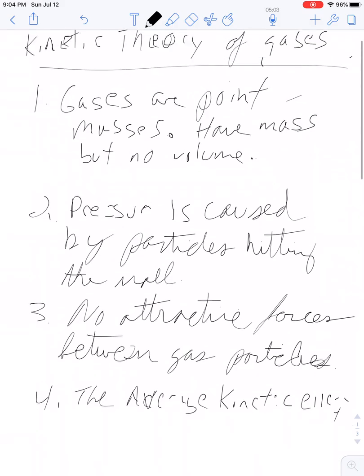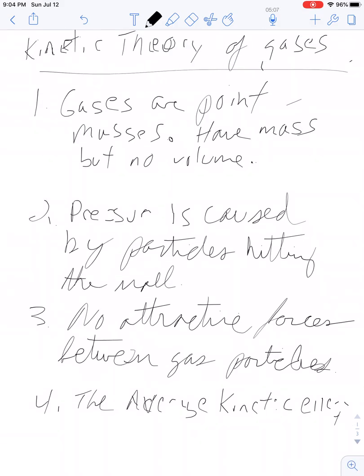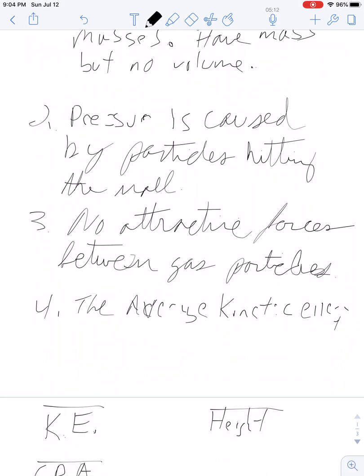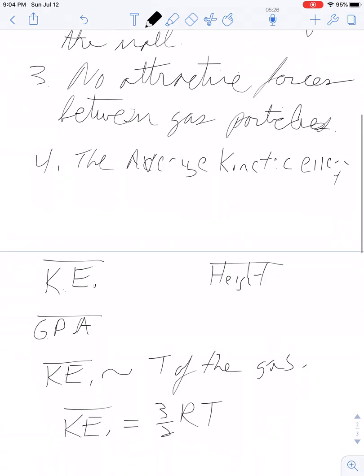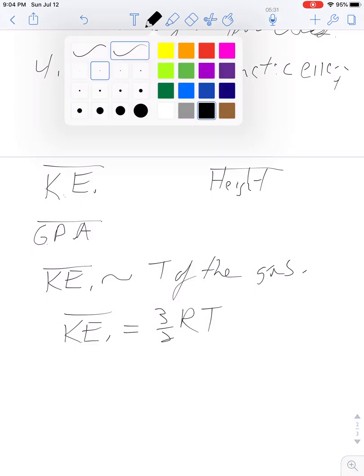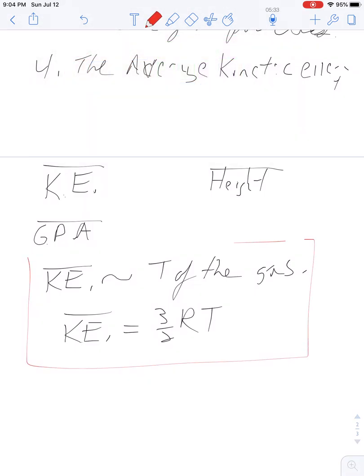Just to recap real quick: gases are point masses. That's an assumption. Pressure is caused by particles hitting the wall. That's true. Number 3, there are no attractive forces between gas particles. That's an assumption. And number 4, the average kinetic energy is proportional to the temperature of the gas. Mathematically, the average kinetic energy is 3/2 RT.